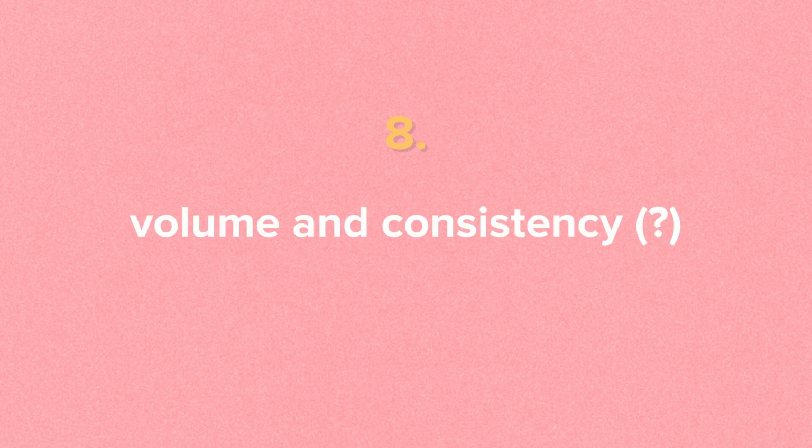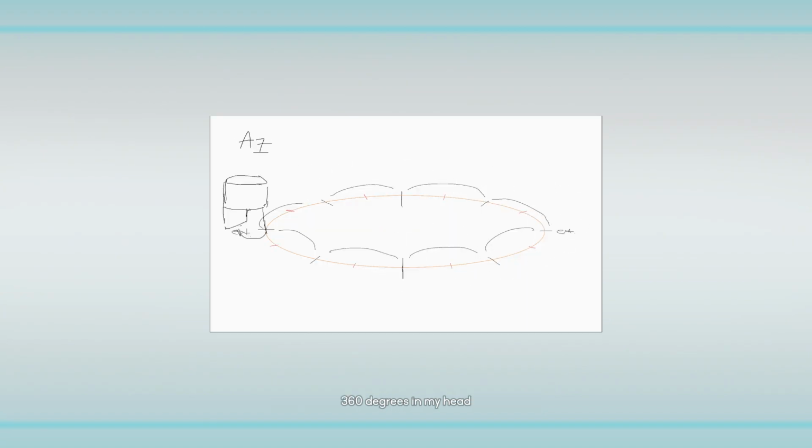8. Volume and consistency. This has more to do with the consistency side of things, so drawing 3D shapes and such, having a full grasp on how 3D it looks and feels, if that makes sense. Like, when I'm trying to draw something, I really want to have the feeling that I'm capable of rotating that object in 360 degrees in my head.